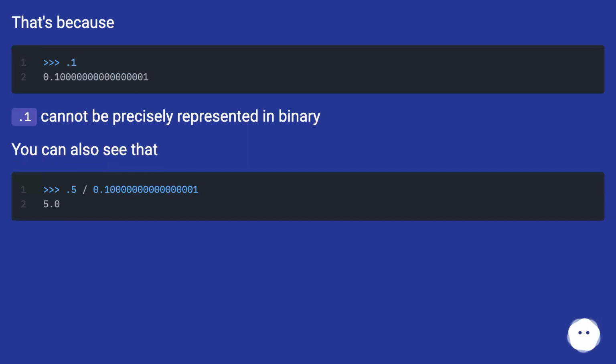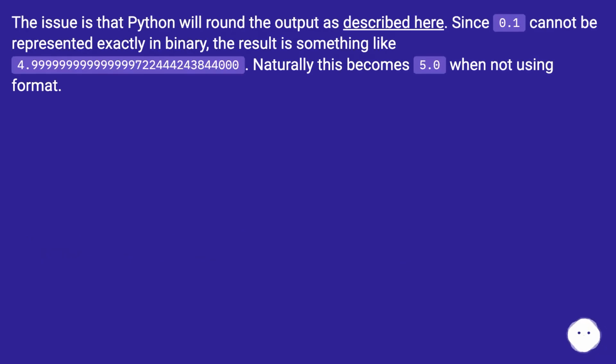That's because .1 cannot be precisely represented in binary. You can also see that the issue is that Python will round the output as described here. Since 0.1 cannot be represented exactly in binary, the result is something like 4.999 octillion 999 septillion 999 sextillion 999 quintillion 999 quadrillion 722 trillion 444 billion 243,844,000. Naturally, this becomes 5.0 when not using format.